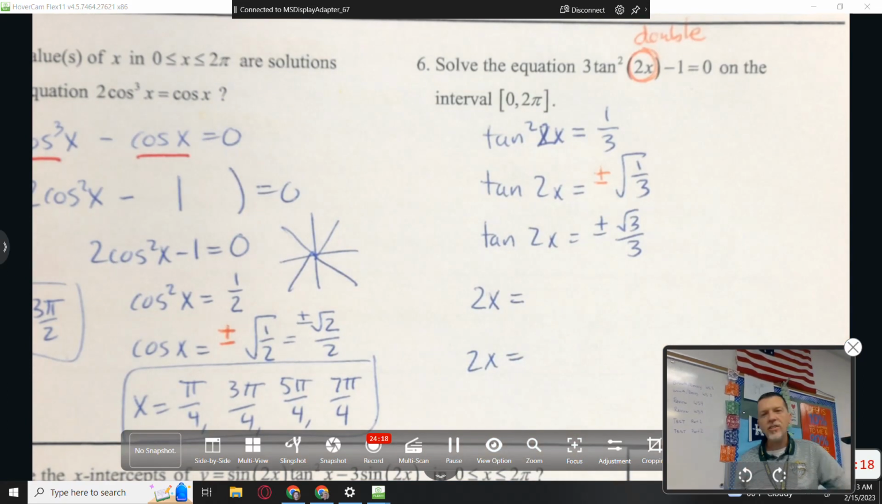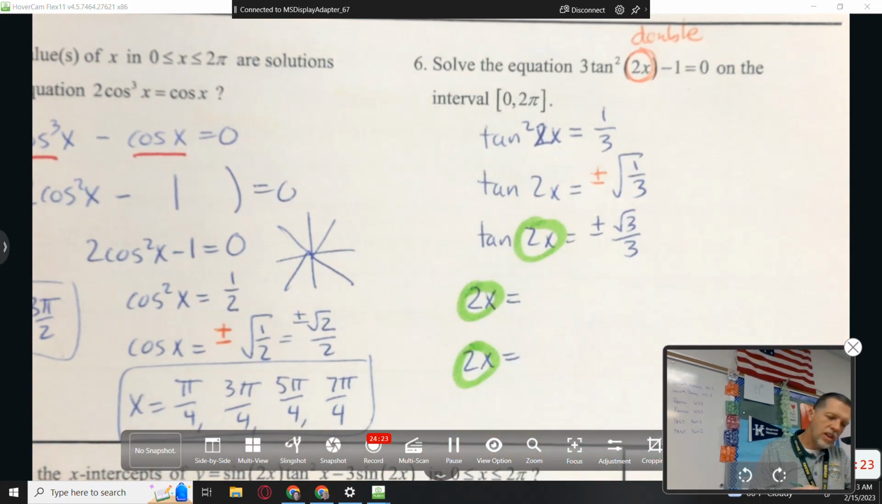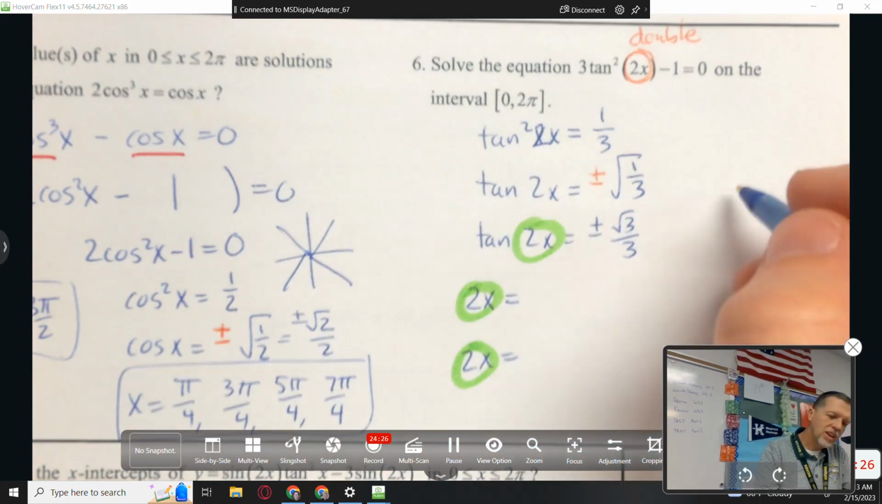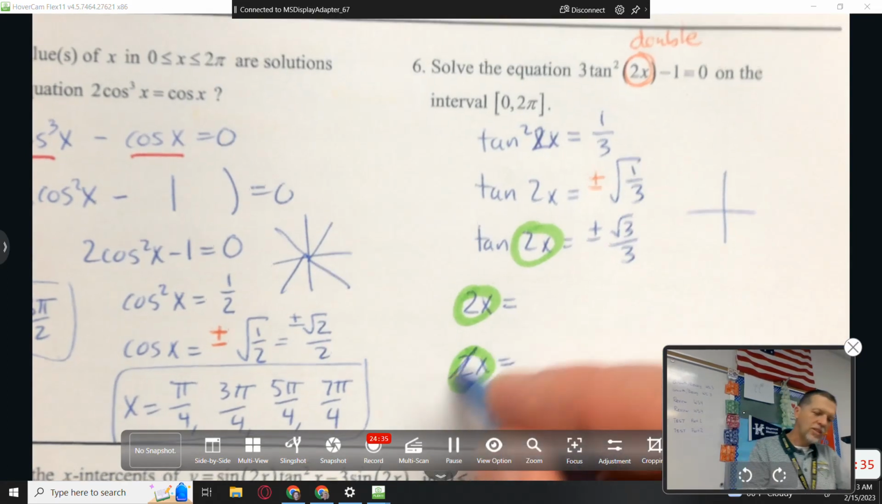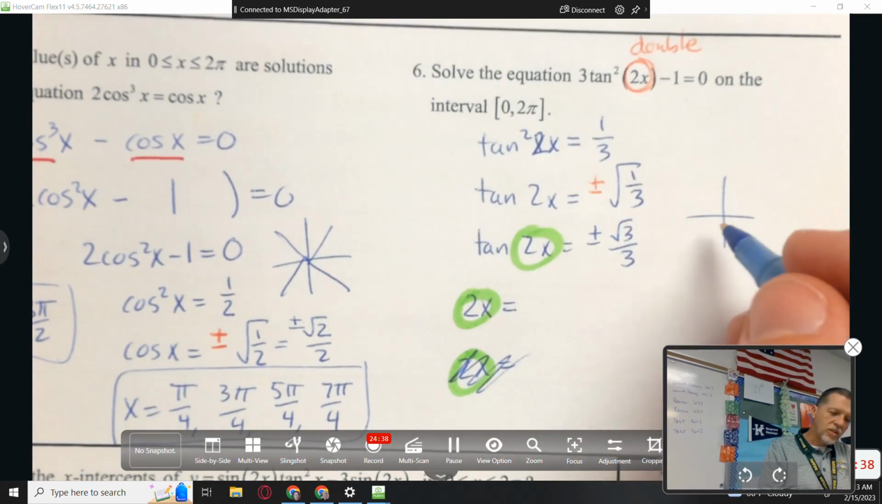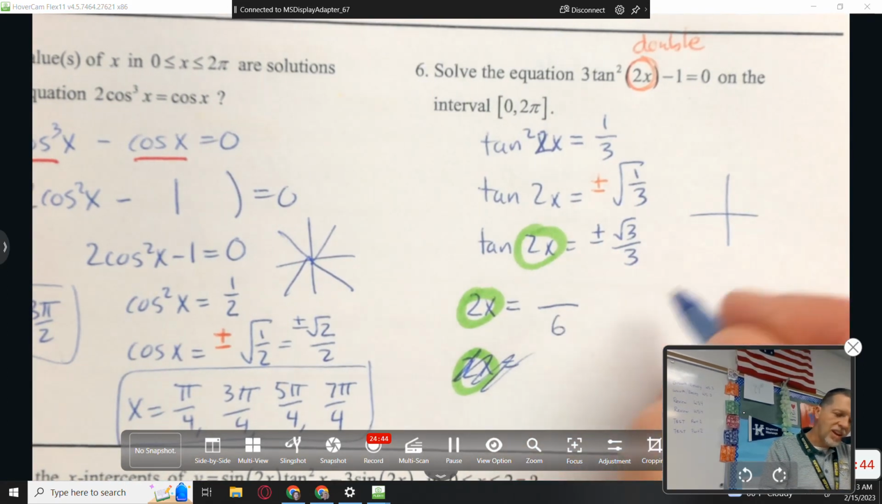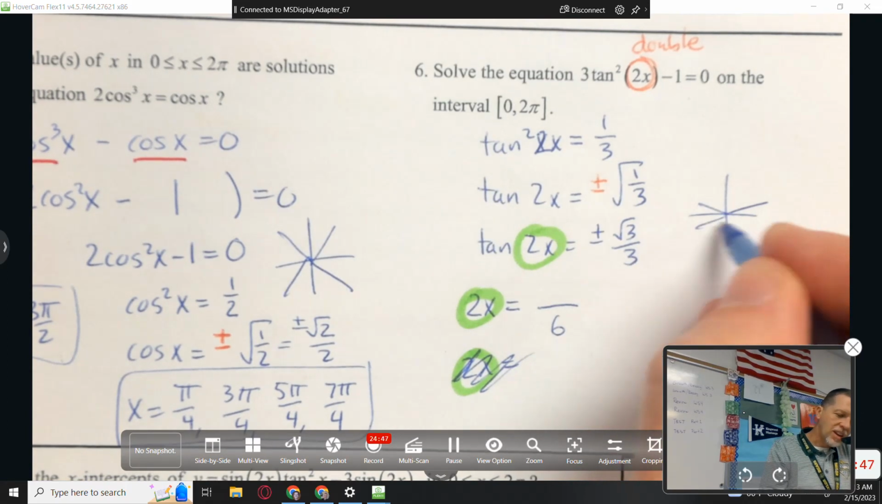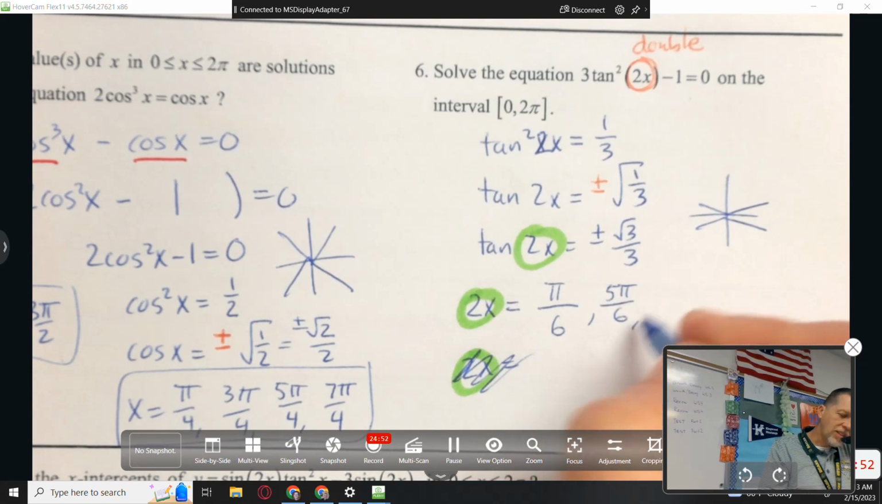So where does the tangent, again, we ignore the 2x for now. We want to figure out where the tangent is root 3 over 3. It's plus or minus, quadrants don't matter. Actually, I may not want to list it twice because I'm not worried about quadrants. So what's the denominator for root 3 over 3? 6. And I just want all the 6s. So pi over 6, 5 pi over 6, 7 pi over 6, and 11 pi over 6.